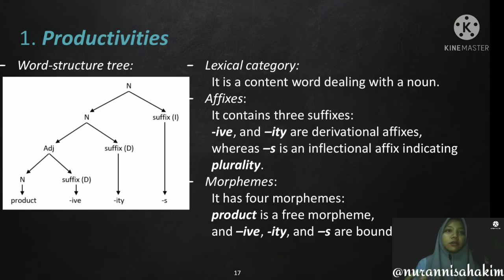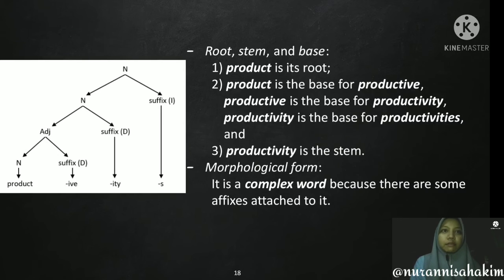The morphemes: it has four morphemes. Product is a free morpheme, and ive, ity, and s are bound morphemes. Root, stem, and base. The first, product, is its root. The second, product is the base for productive. Productive is the base for productivity. Productivity is the base for productivities, and productivity is the stem. The last, the morphological form. It is a complex word because there are some affixes attached to it: product, ive, ity, s.